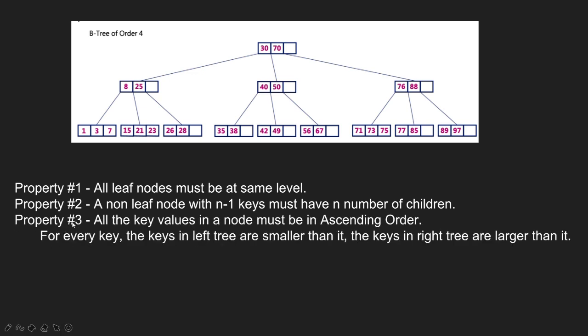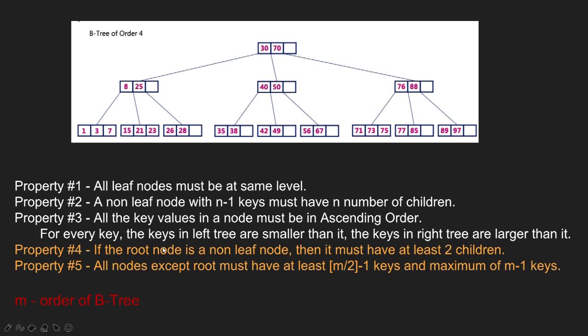Property 3, all the key values in a node must be in ascending order. And for every key, the keys in left tree are smaller than it. The keys in right tree are larger than it. So this rule applies to all the keys.